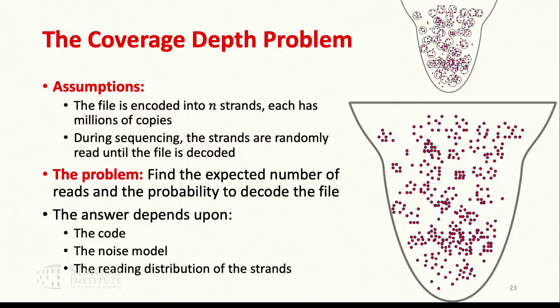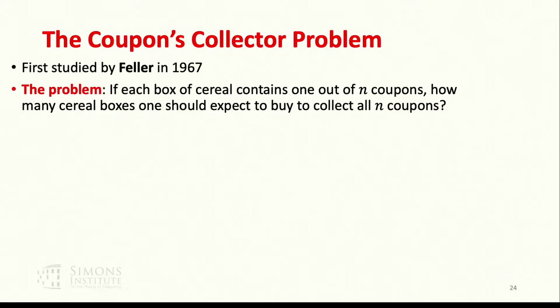Good. So the answer clearly depends on what kind of code you're going to use, also the noise model, and also whether it's uniformly at random, or maybe there is some other distribution where some oligos are more preferable to read than the other ones, and so on. Who knows the coupon collector problem? Okay, good. You can already see the clear direction to the coupon collector problem. If you don't know it, it's a really nice exercise, I think, to give in any undergraduate probability class. The problem started in 1967.